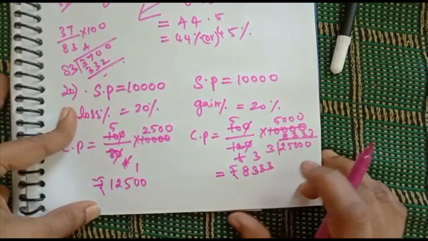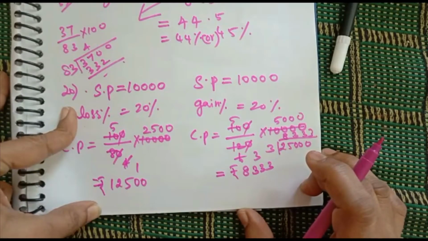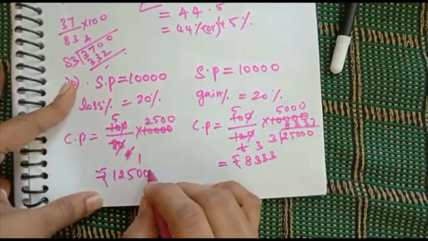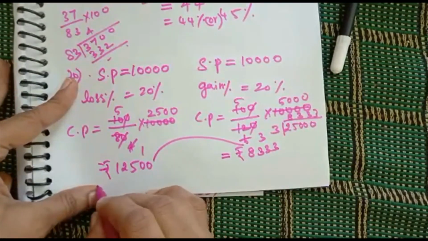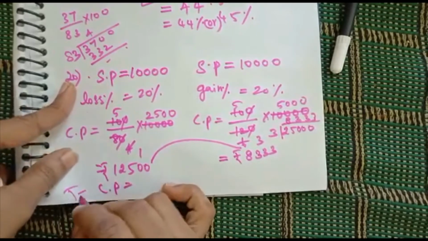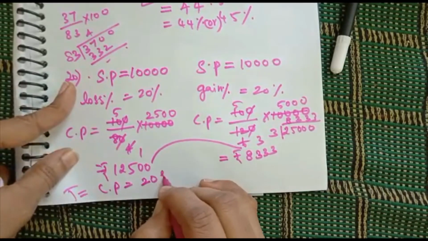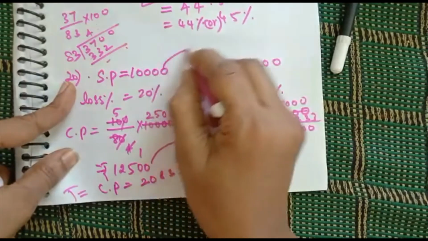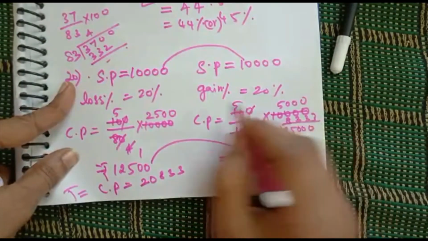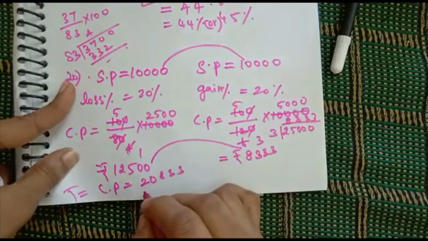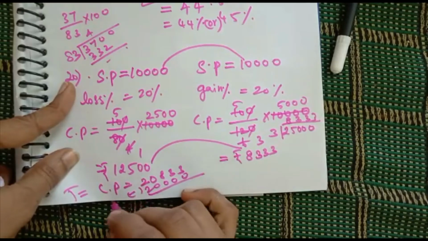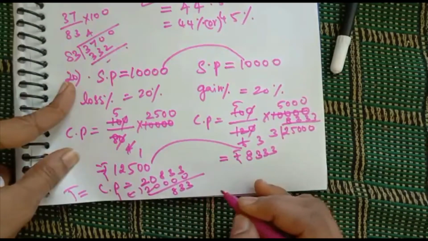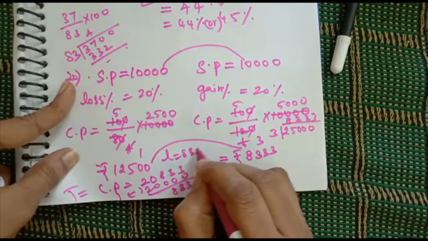So students, listen, see the question. Find his gain or loss percent on the entire transaction. You just add the two cost prices. Then the total cost price is equal to 20,833. The total selling price is equal to 20,000. So loss is equal to 833.